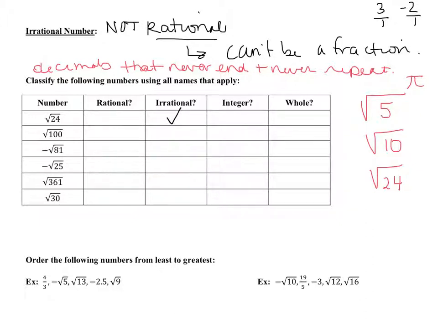As soon as it's irrational, it can't be rational, and then it can't be an integer, and it can't be whole. The square root of 100, well, I know the square root of 100, that's 10. And 10's a whole number, which means it's also an integer, and it's also rational. And if something's rational, it can't be irrational. Complete the rest of this chart, pause the video, press play when you're ready to check your answers. Remember to use all names that apply.